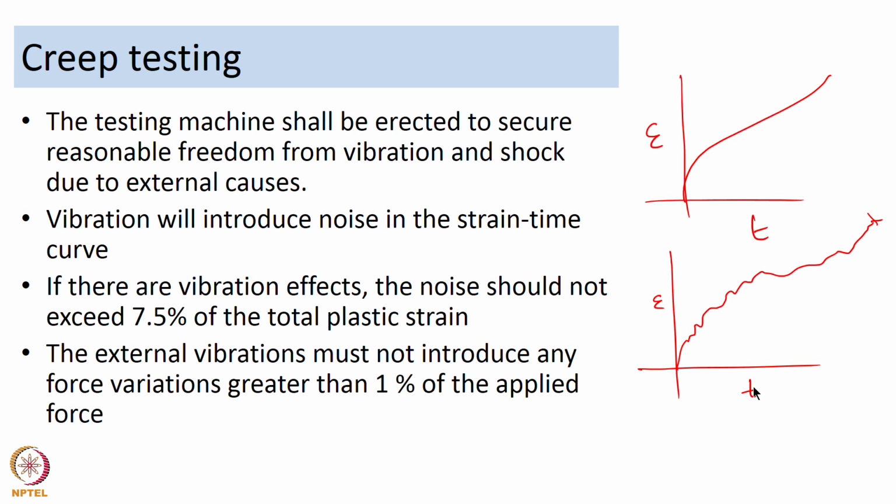So, if vibration is unavoidable, and you have to live with it, then the maximum effect brought about by the vibration should not exceed 7.5% of the total plastic strain, and the external vibrations should also not introduce any force variations greater than 1% of the applied force. So, if you are applying a certain force and you do not want the external vibrations to make their own contributions to the applied force, and in case these contributions are unavoidable, then the maximum that you are going to allow is only 1% of the applied force.